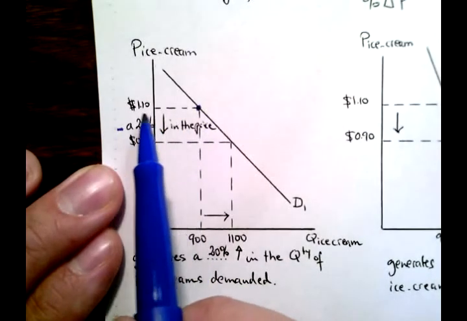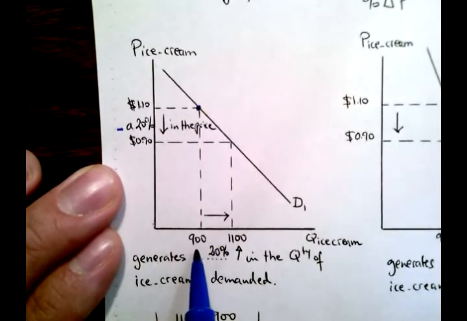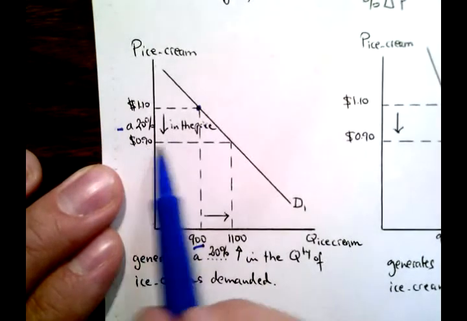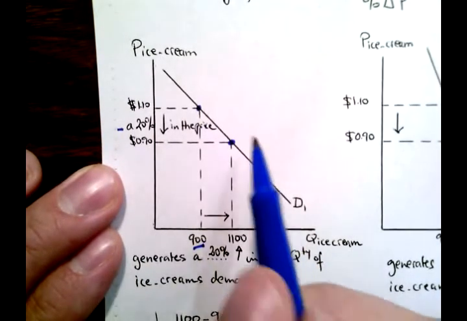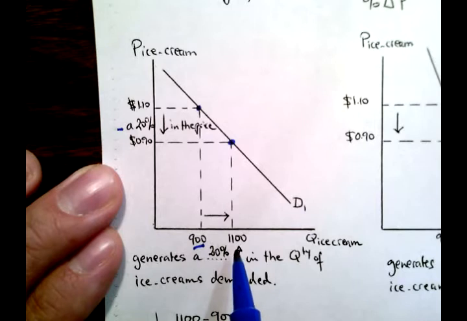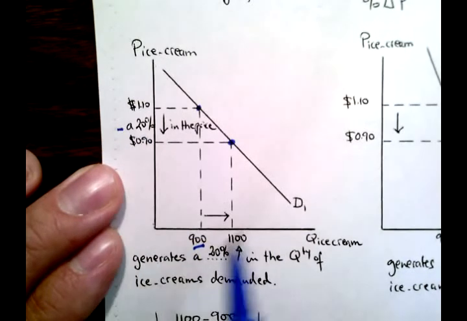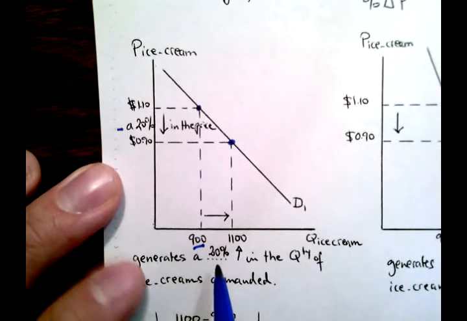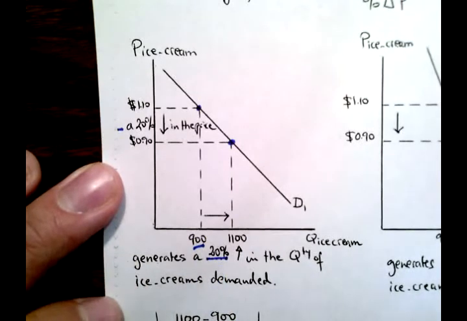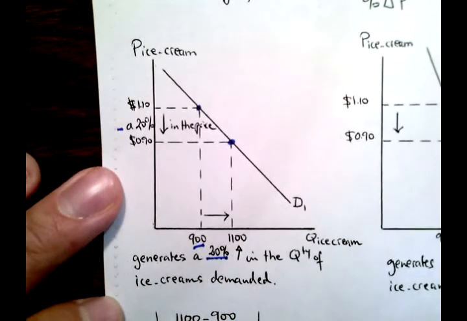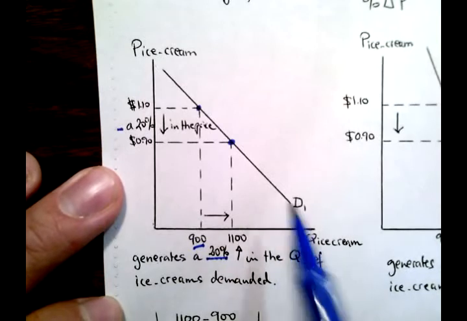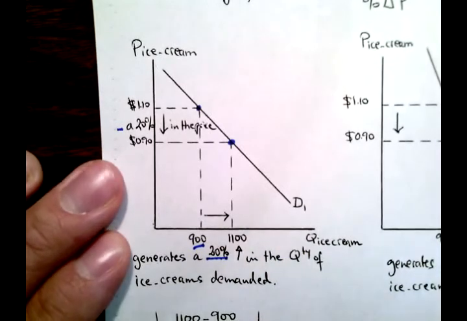Well, at the original price, quantity demanded was 900 ice cream. At the new price, now we're here on the demand curve, quantity demanded is 1,100 ice cream. Okay? So now if I were to calculate the percentage change here, the 20% drop in price actually caused quantity demanded to increase by 20%. Okay? So that's what we did here. And I'm going to say this is maybe the demand for ice cream on a hot summer day.